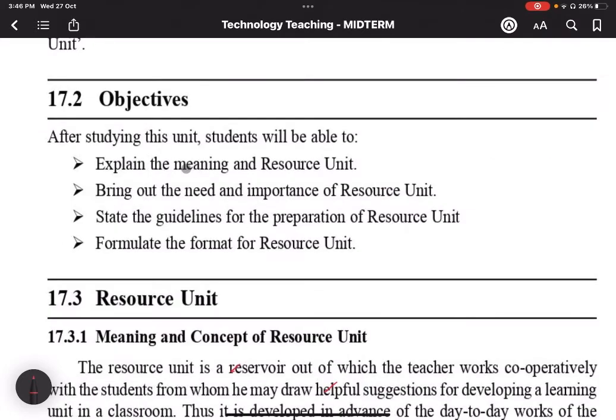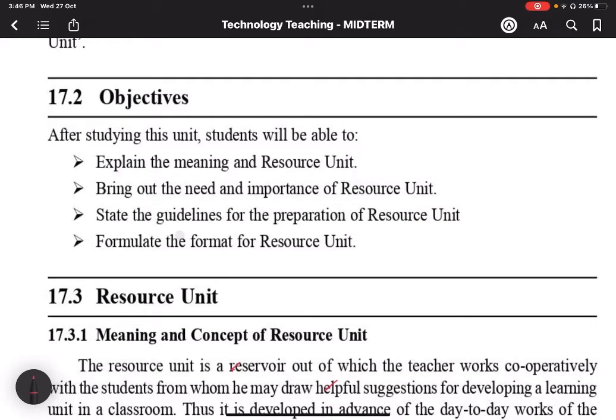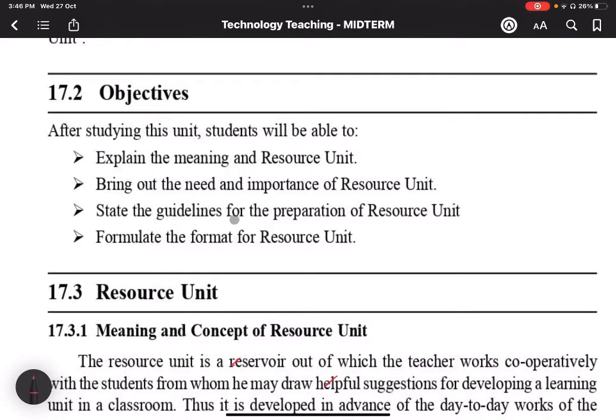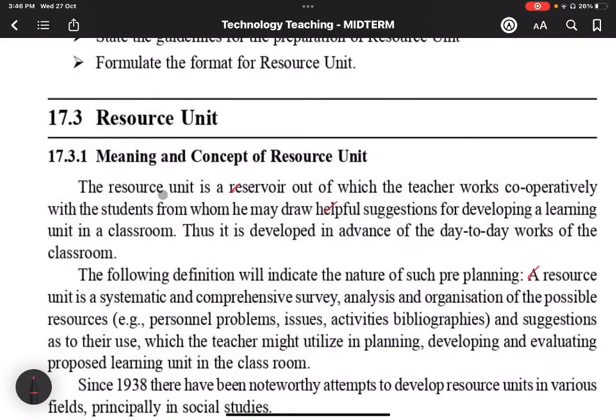Okay? Ito yung ating objectives. Explain the meaning of resource unit. Bring out the need and importance of resource unit and state the guidelines and the format for the resource unit. May meaning and concept. Resource unit is a reservoir out of which the teacher works cooperatively with the students from whom he may draw helpful suggestions for developing a learning unit in the classroom.